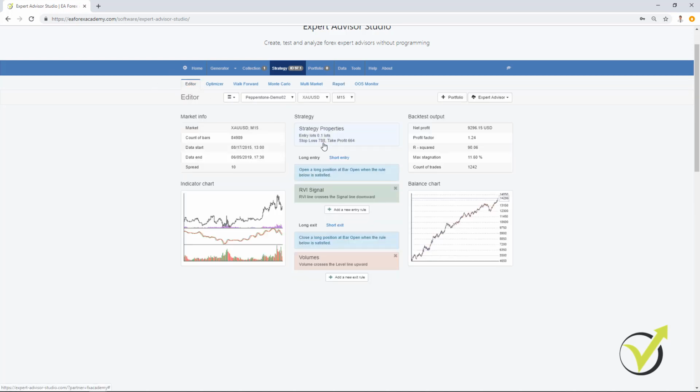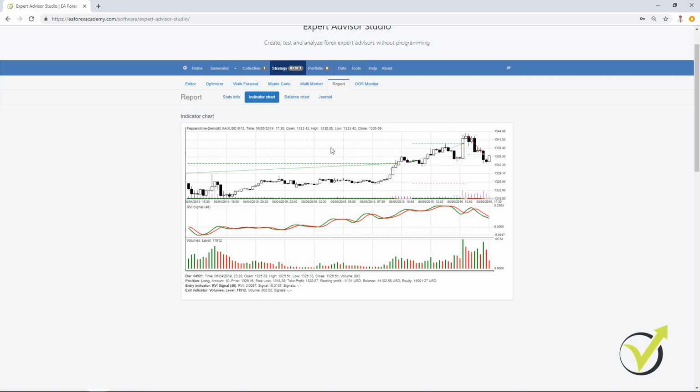In this case the stop loss is 788 pips and the take profit is 664 pips, which is $7.88 and $6.64. Alright, let me go back to the chart.